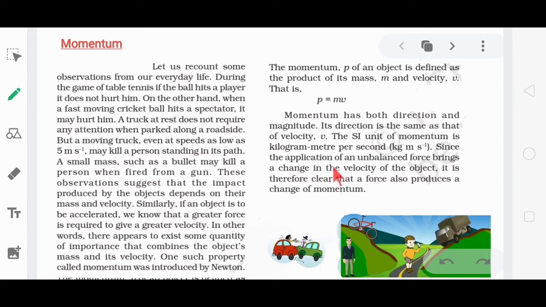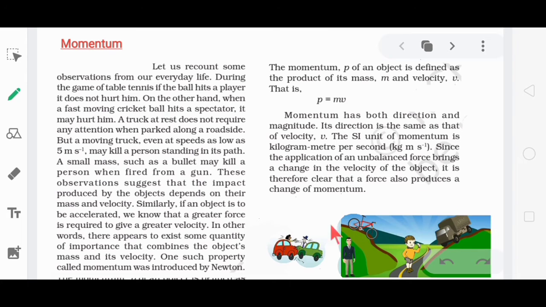Since the application of an unbalanced force brings a change in the velocity of the object, it is therefore clear that a force also produces a change in momentum, because force produces change in velocity, and in momentum, velocity is a reasonable term here.